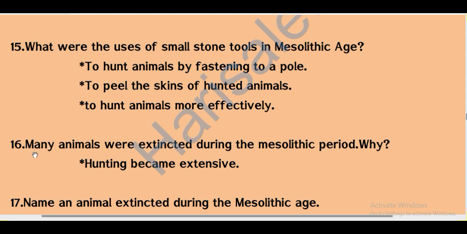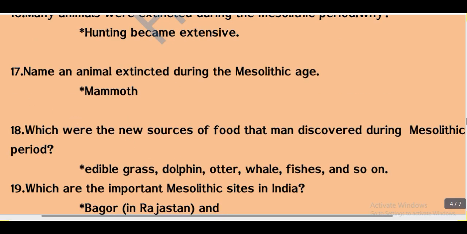Next, many animals were extincted during the Mesolithic period. Why? Answer: hunting became extensive. Next, name an animal extincted during the Mesolithic age. Mammoths.